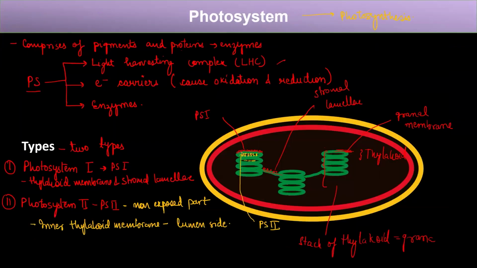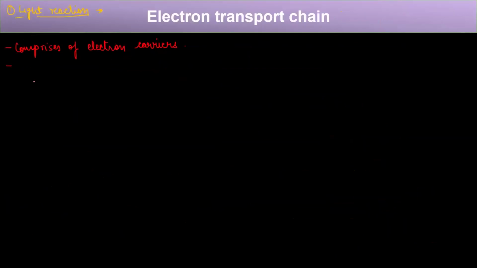Now, where is the electron transport chain located? It is located in the thylakoid membrane. Just like where PS1 is located, similarly, the electron transport chain will be located somewhere here, in the thylakoid membrane.